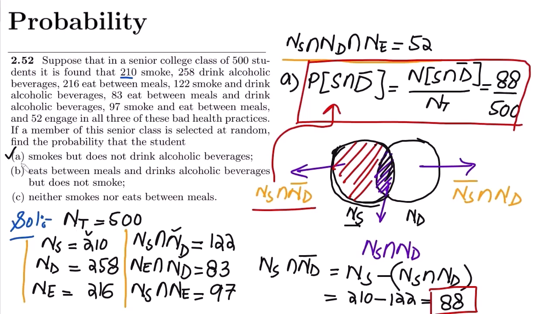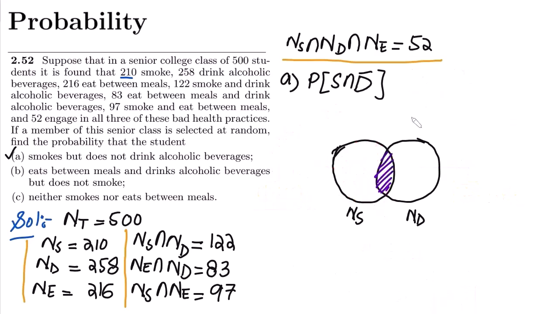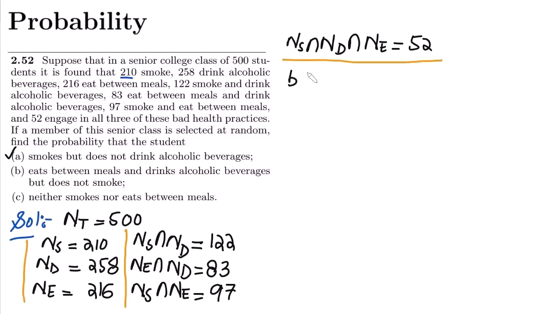But in order to solve question B, what do I have to do? Let me remove all this. So removing it, what I will do? Now part B is, we have to find the probability that the student eats between meals. Okay, so what do I have to do?